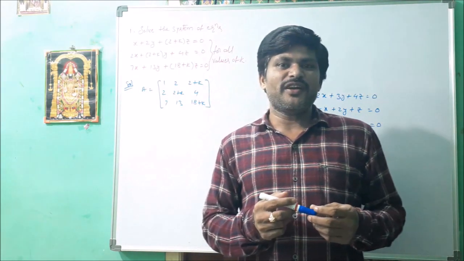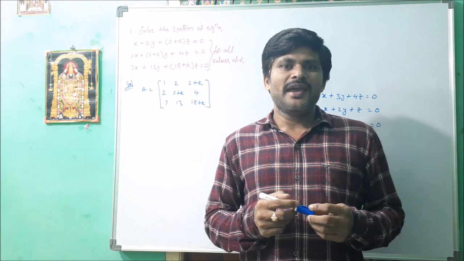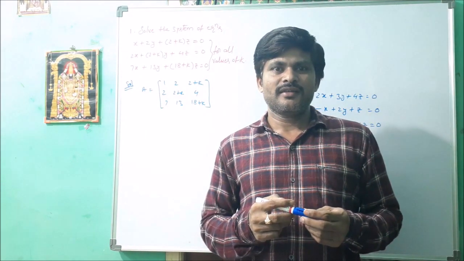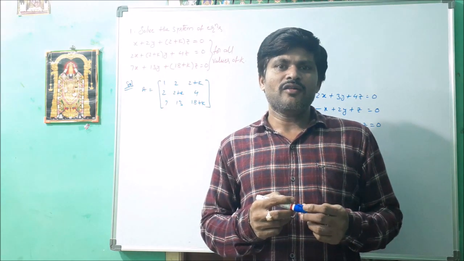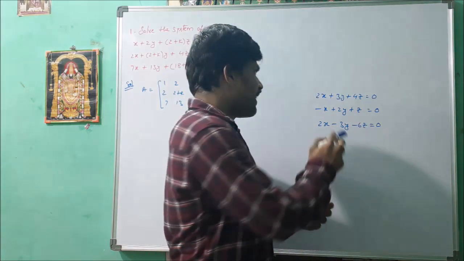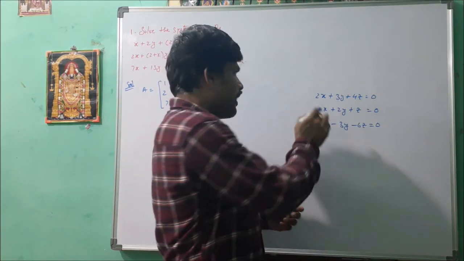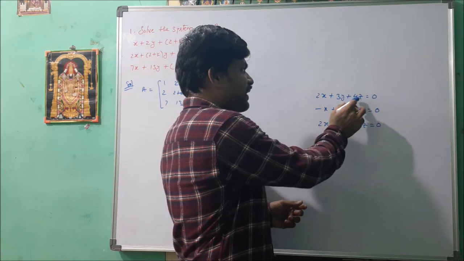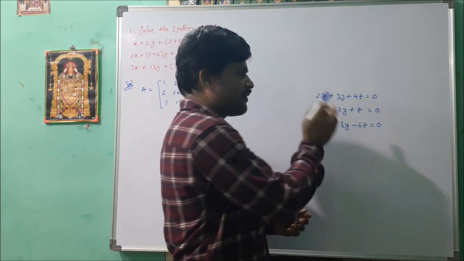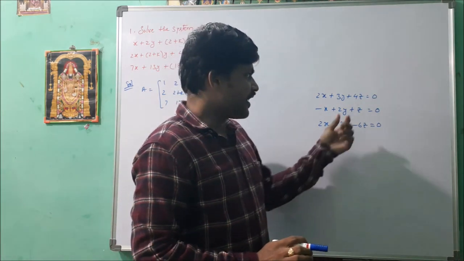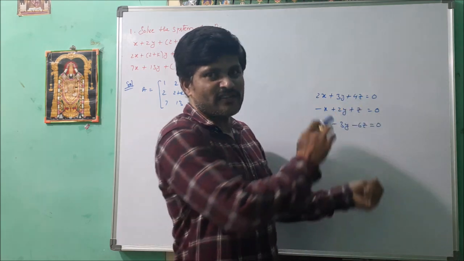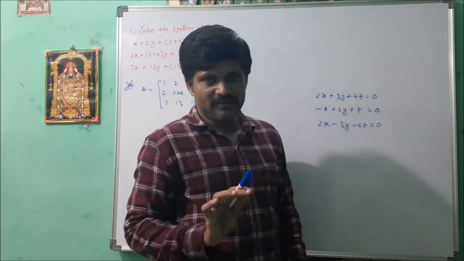In the previous video we discussed some problems in homogeneous linear systems. Now here also we discuss a different model in homogeneous systems. In the previous video we took the system 2x plus 3y plus 4z equals 0, minus x plus 2y plus z equals 0, 2x minus 3y minus 6z equals 0. Here we observe the coefficients of x, y, z are numerical constants.